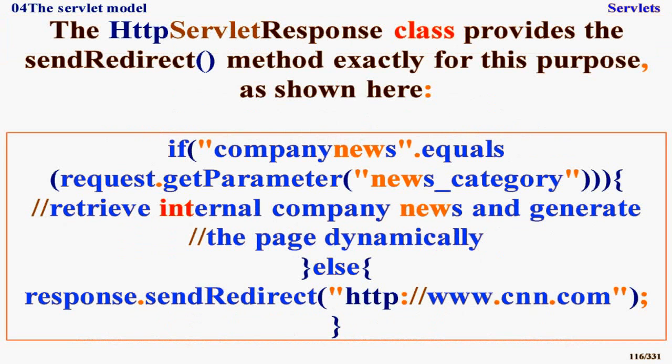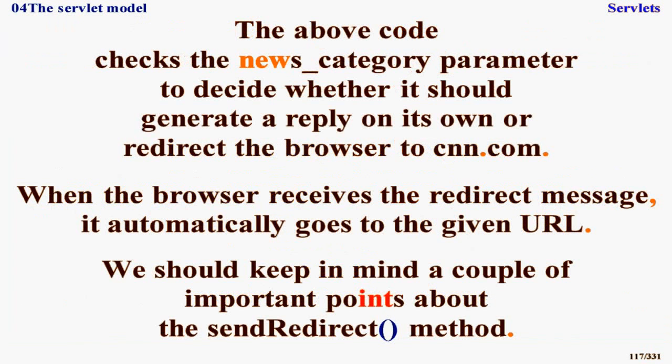If (companyNews == request.getParameter("newsCategory")) { retrieve internal company news and generate the page dynamically } else { response.sendRedirect("http://cnn.com"); }. The above code checks the newsCategory parameter to decide whether it should generate a reply on its own or redirect the browser to cnn.com. When the browser receives the redirect message, it automatically goes to the given URL.